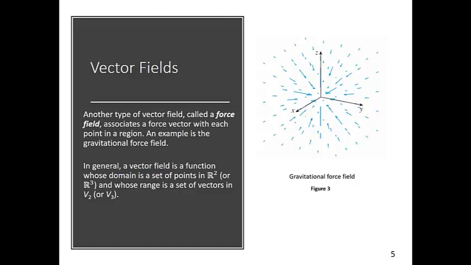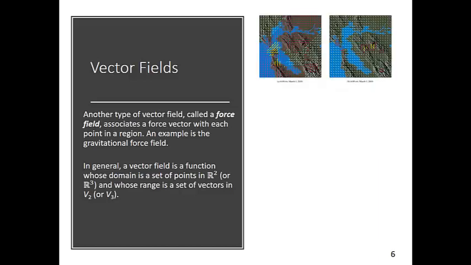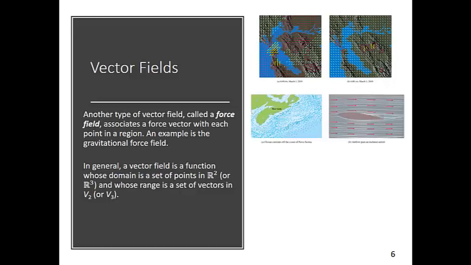Well, in general, a vector field is just a function whose domain is a set of points, either in R2 or R3, and whose range is a set of vectors. So, when we talk about vector fields, the picture is just a bunch of vectors, a bunch of arrows. We can think of these as representing airflow, as representing ocean currents, or some other type of force. But all of these are just examples of vector fields.